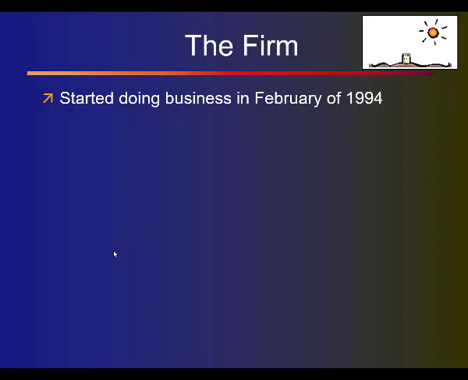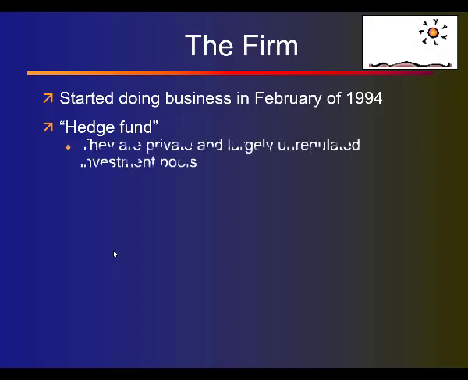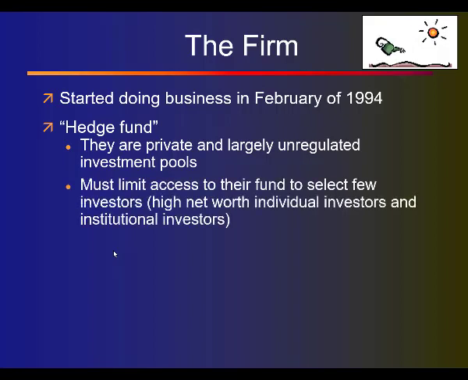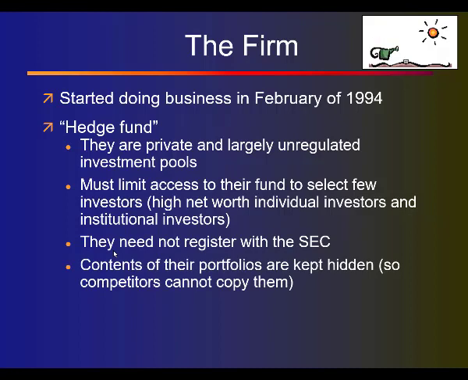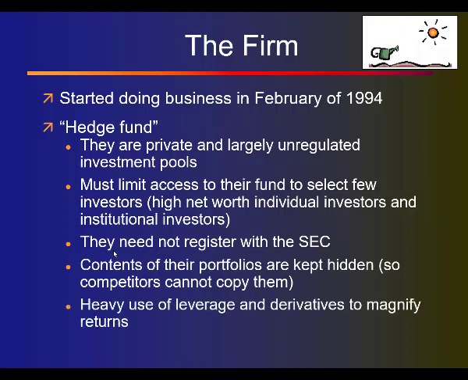So the firm started in '94. Remember, that's right when Orange County is starting to have serious trouble. It is a hedge fund, so it's unregulated, pretty quiet, not transparent at all. They can only sell to high net worth individuals and institutional investors. They don't have to be registered, so you don't really know what they're doing. They use a lot of leverage, mainly coming from derivatives. So they may only be making 23 basis points, but they're leveraging it up 100 to 1, so they end up with a 23% return. That's not atypical for hedge funds.